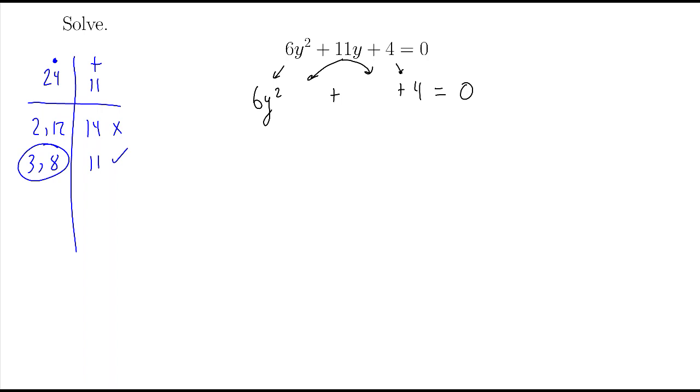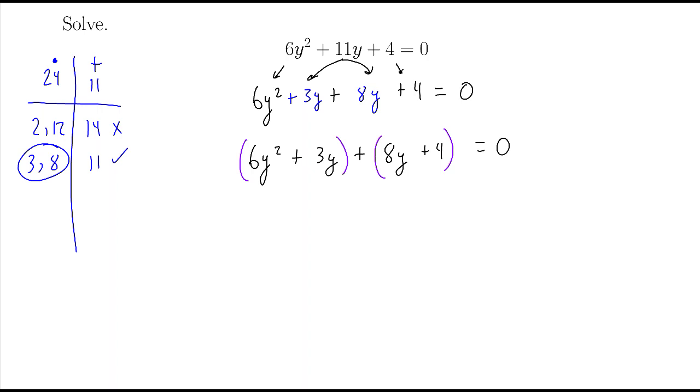The two terms are 3y and 8y. Okay, now again, if you combine those terms, you get 11y back. Okay, so 6y squared plus 3y plus 8y plus 4, all of that equals 0. I'm going to group together the first two terms and the last two terms. Now I'm going to look at these two groupings individually. 6y squared plus 3y. Those two terms have a common factor of 3y.